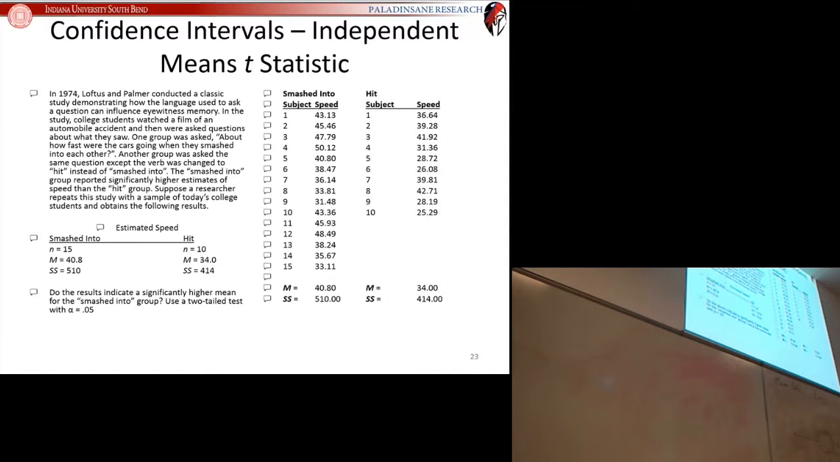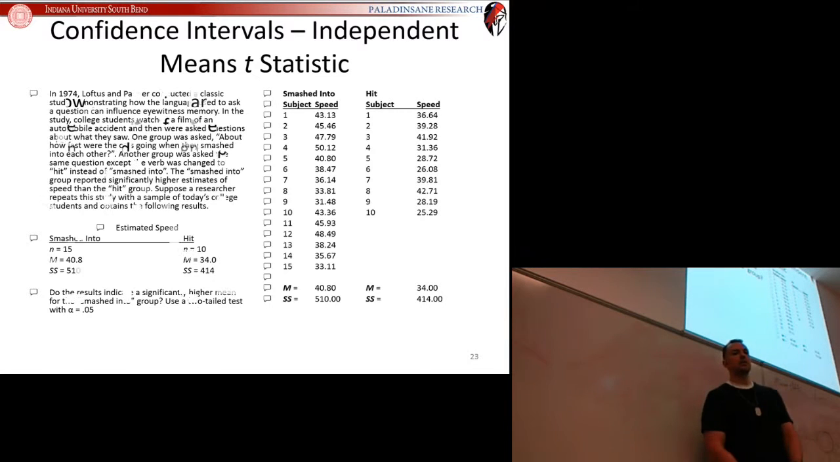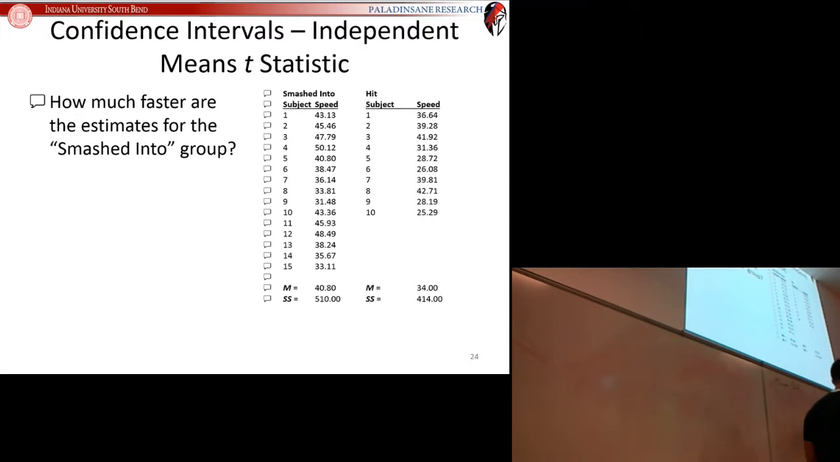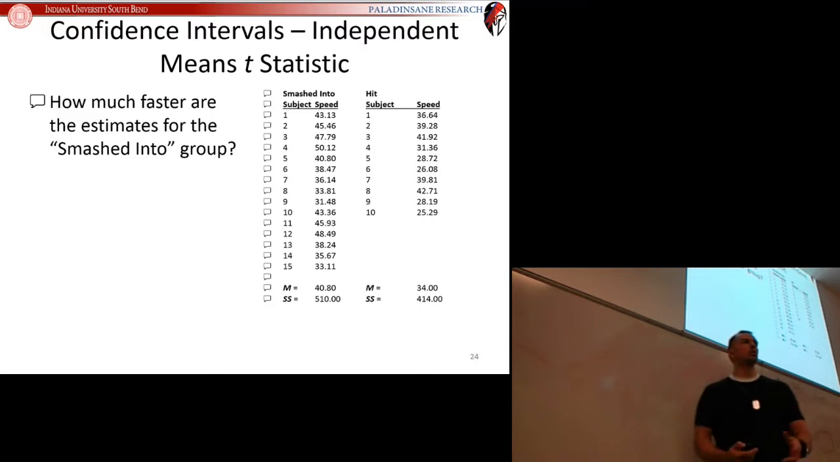So originally we were looking for, is there a difference between these two groups of subjects? Is there a difference between the two ways of asking the question? We found that there is a difference. So now we want to know how much of a difference is there. How much faster are the estimates for the smashed into group? And notice that here, we're not asking for an absolute amount. We're not asking for what are the estimates for the smashed into group. We're asking for a difference. We're asking for how much faster, how much more. What's the difference for the estimates for the smashed into group?